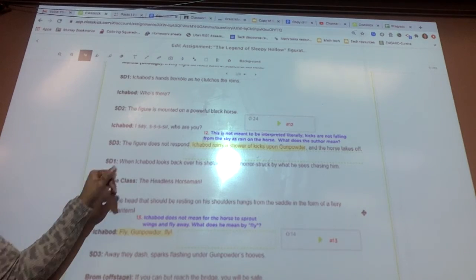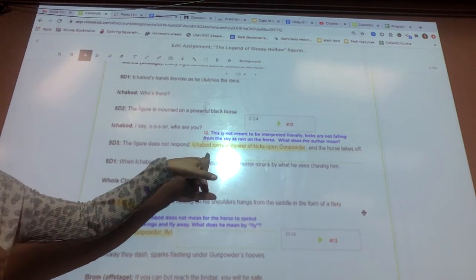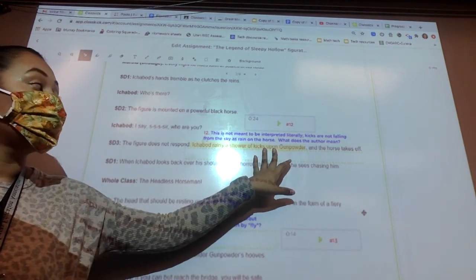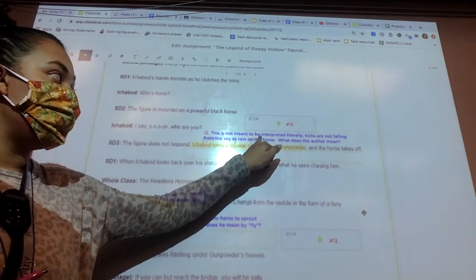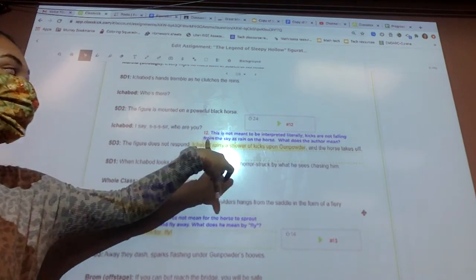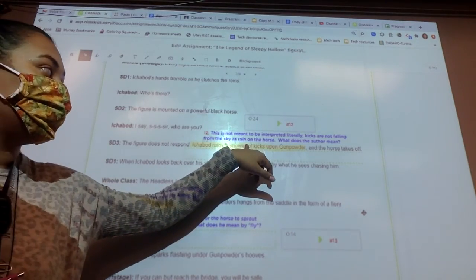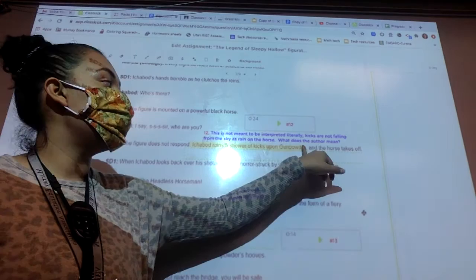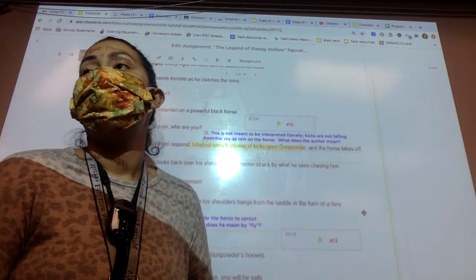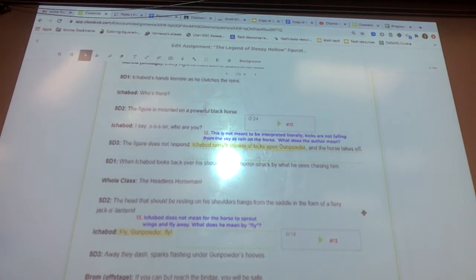The figure does not respond. Ichabod rains a shower of kicks upon Gunpowder. This is not meant to be interpreted literally. Kicks are not falling from the sky as a rain on the horse. So what does the author mean? That means he's riding them really fast. And he keeps kicking the horse. He's kicking the horse and riding really fast.